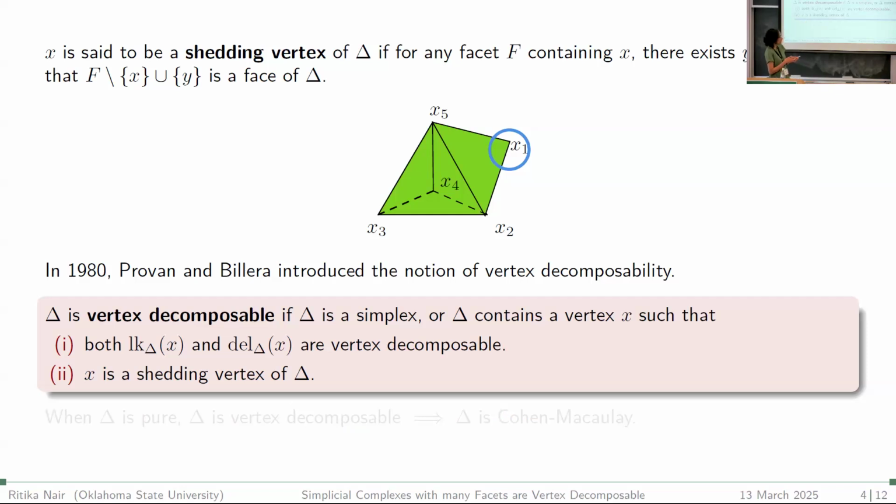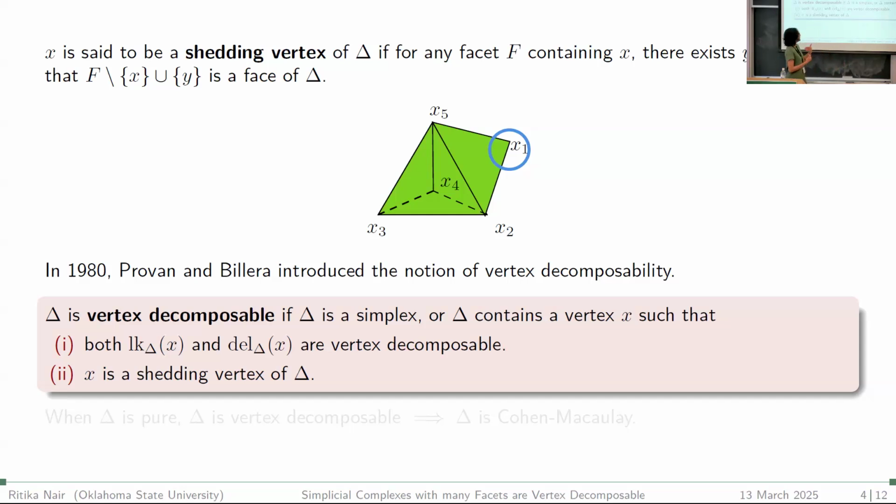So given a complex, we want to first begin with a shedding vertex and look at its link and deletion. Link and deletion are basically going to give us subcomplexes of the main complex. So first get those subcomplexes. As you see, this is a recursive definition. If we have not seen this definition before, we can take some time to absorb it. A nice way to visualize it is to think of it as: you find a shedding vertex first, then look at these subcomplexes, which are the link and the deletion. And then we want to make sure that the link and deletion are also nice in a certain way. So you're breaking it down to smaller subcomplexes.